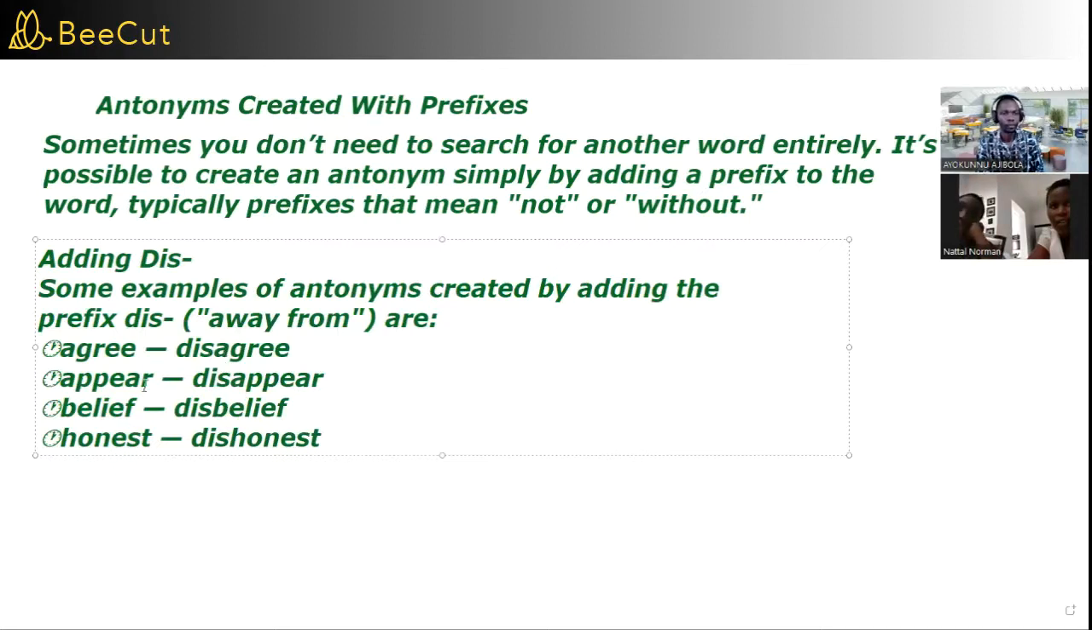Agree, disagree. Appear, disappear. Believe, disbelieve. Honest, dishonest. Okay, what does disbelief mean?